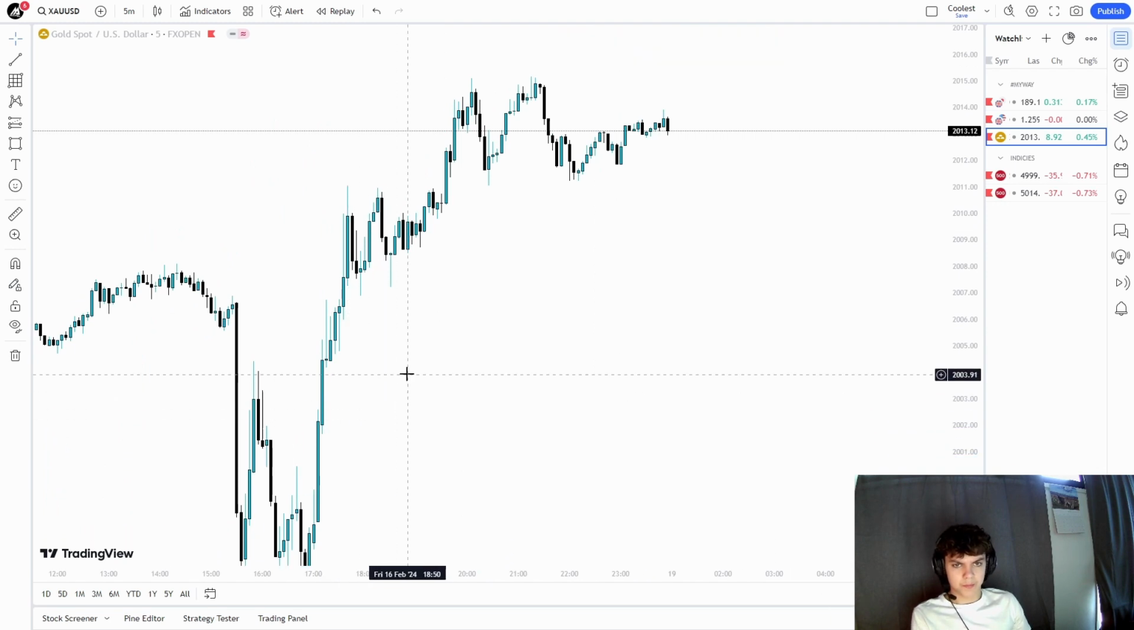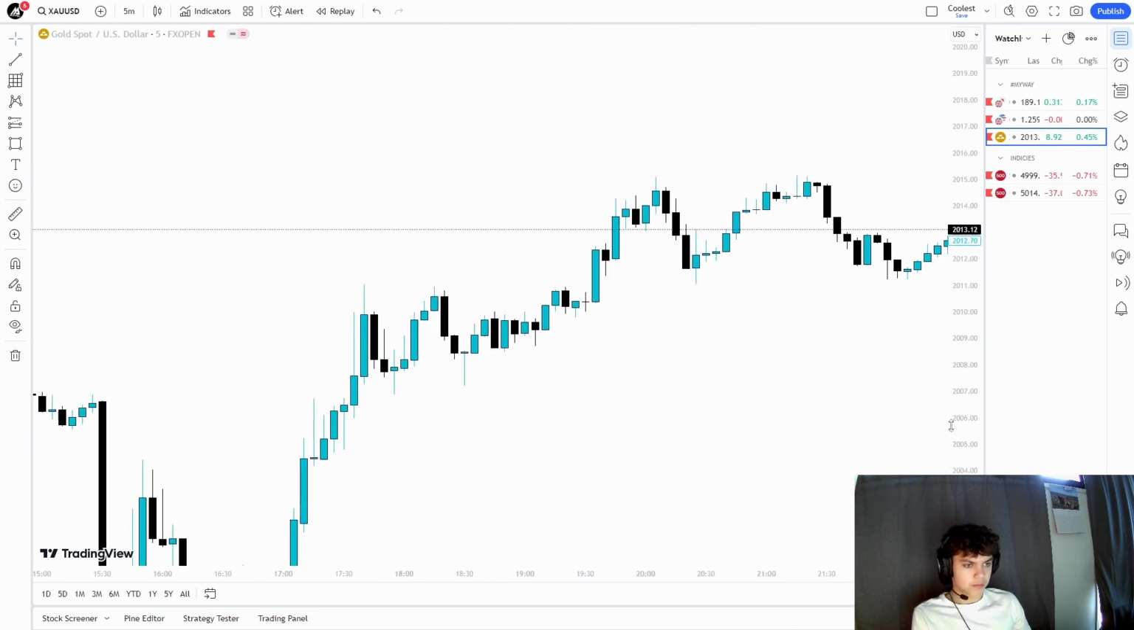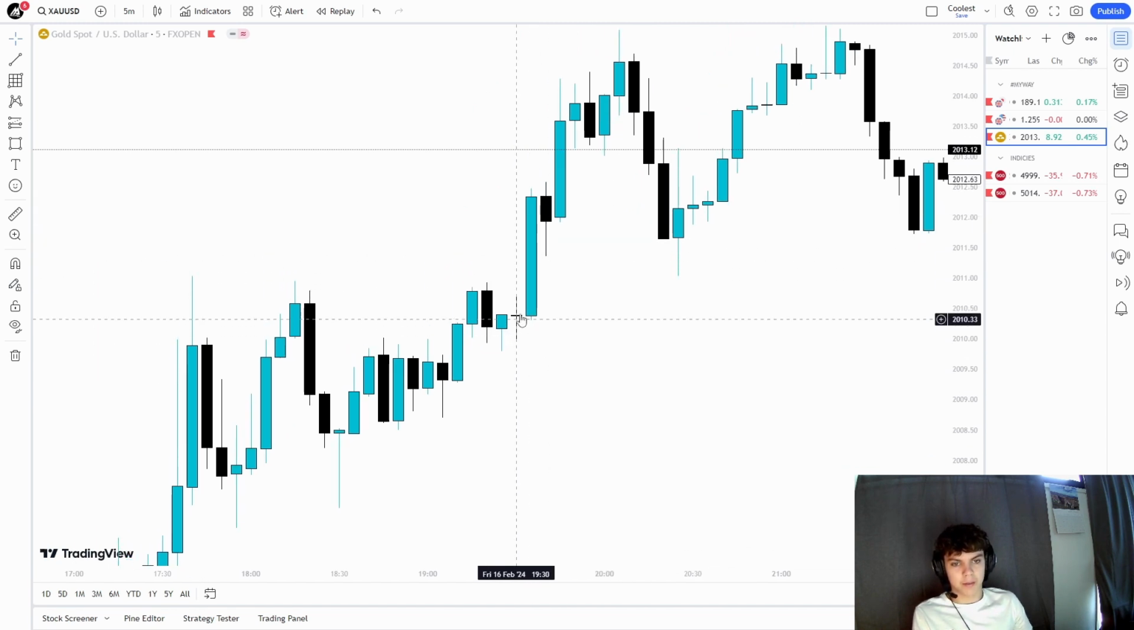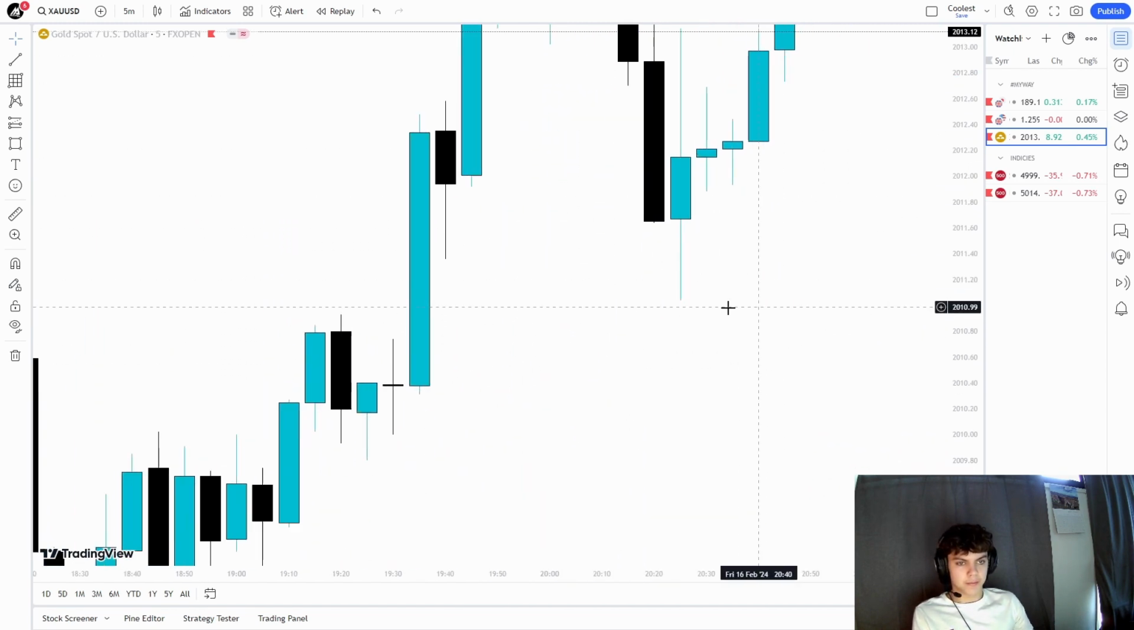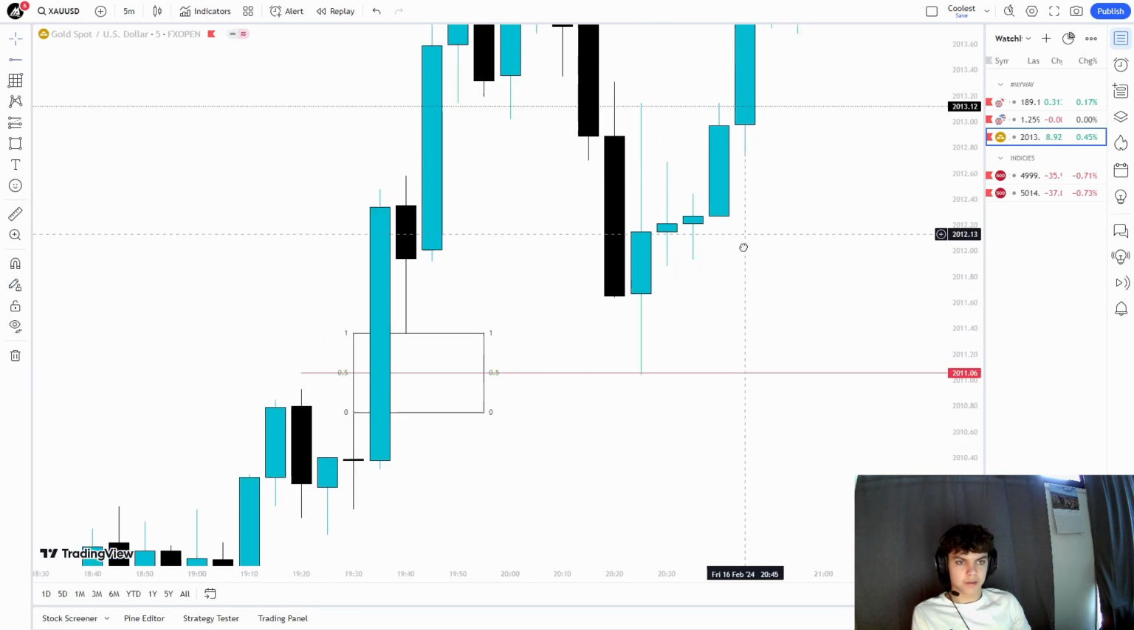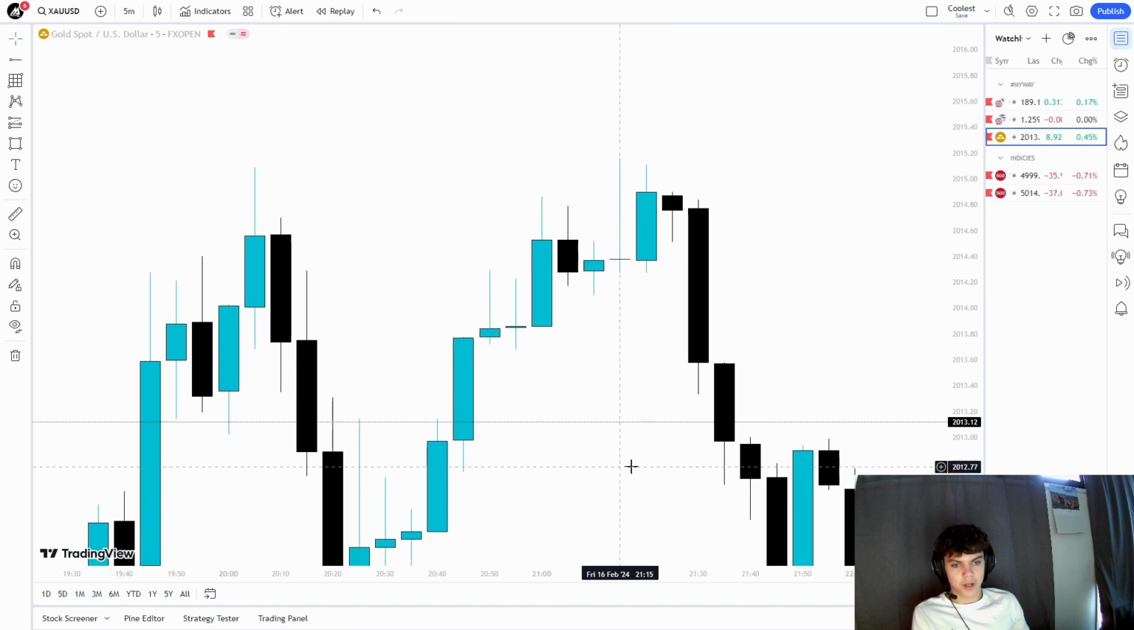Okay, and then like I told you, it's found everywhere. This is also a fair value gap. As you can see, this gap right here, from this week to this week, what happens? It gets filled and continues its direction to the upside.